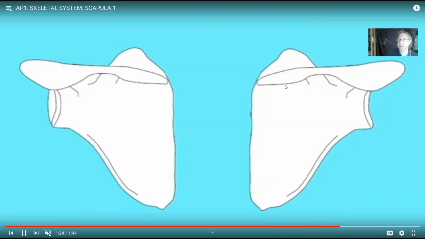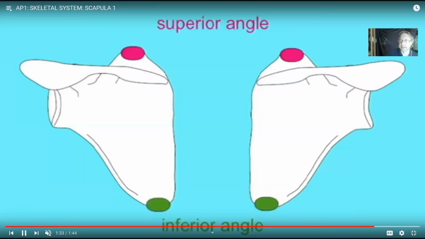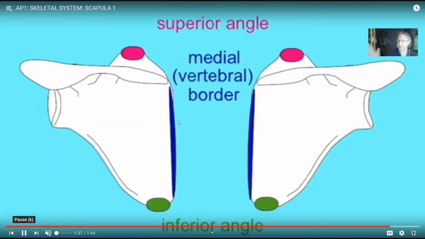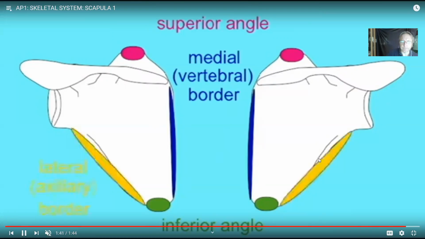And as I'll continue in the next video, we can now look at the borders here, because once I know how this sits in the body, one of the borders is facing medially towards the vertebral column. And so this obviously could be named the medial or vertebral border. And then the other border is facing laterally towards the armpit or axilla. So that could be referred to as the lateral or axillary border of the scapula.